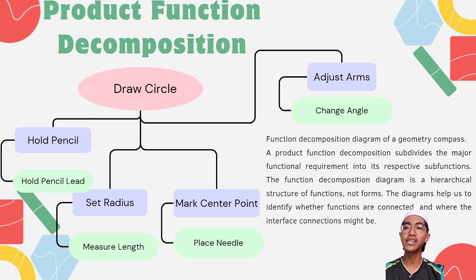So, this is the function decomposition diagram of a geometry compass. A product function decomposition subdivides the major functional requirement into its respective subfunctions. The function decomposition diagram is a hierarchical structure of functions, not forms. The diagrams help us to identify whether functions are connected and where the interface connection might be. For example, let's examine a function decomposition diagram of a geometry compass as shown.